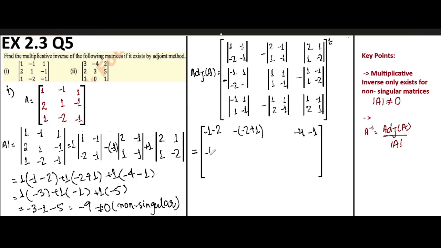Then we have minus into, then we have -1 into -1 gives us 1, negative sign, -2 into 1 gives us +2. Then we have 1 into -1 is -1, and then -1. Then negative sign, and 1 into -2 gives us -2 plus 1, and don't forget this transpose ever.